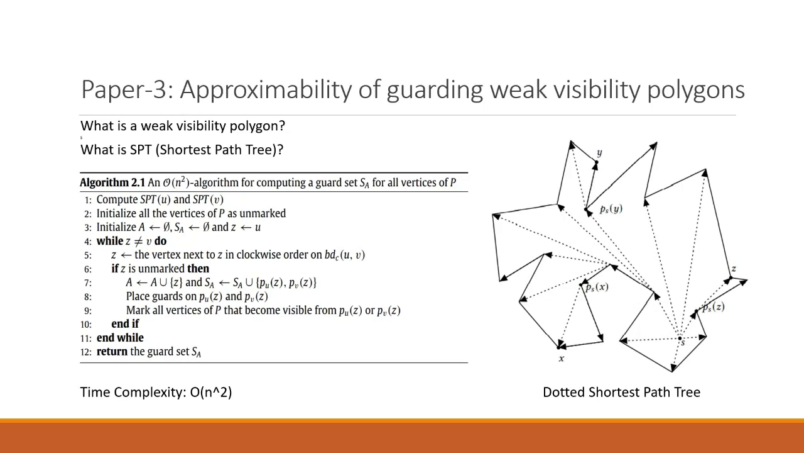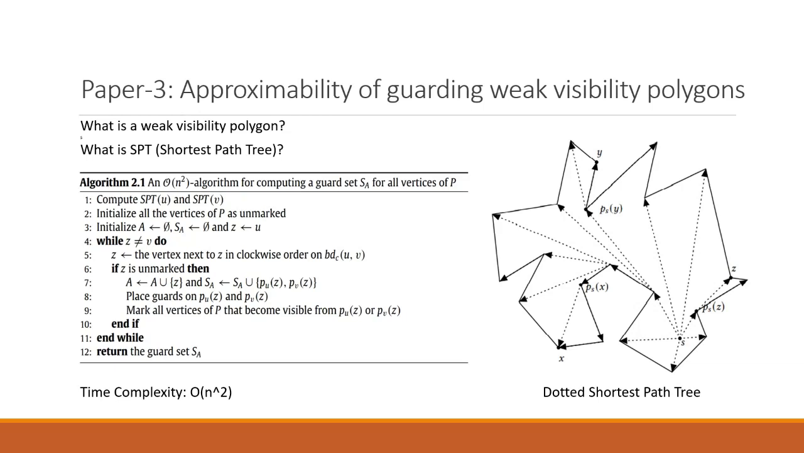Then the algorithm mentioned in this paper uses the concept of the shortest path tree. Now let's look at what this shortest path tree is. A shortest path tree of P rooted at any point S of P, denoted by SPT, is basically the union of Euclidean shortest paths from S to all the vertices of P. This union of paths is basically a planar tree rooted at S, which has n nodes, namely the vertices of the polygon. You can see the dotted shortest path tree in the figure.